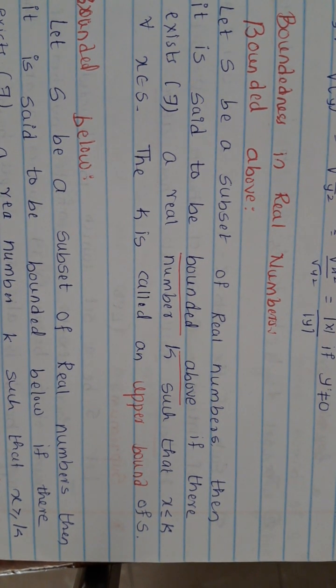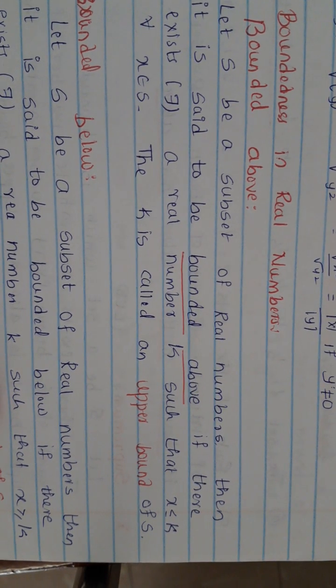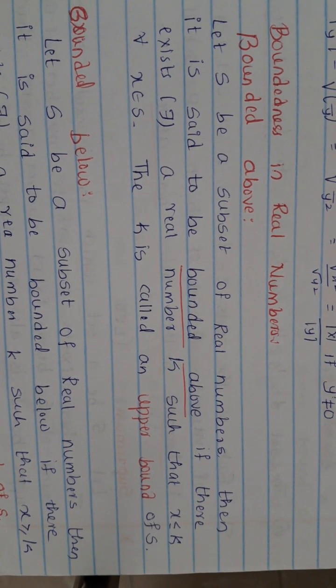Today I'm going to discuss boundedness in real numbers. Let's understand what boundedness in the real numbers is. What is an upper bound, what is a lower bound, and when do we say that a given set is bounded below or above? Those discussions will be done now. To understand, let us start with the upper bound.